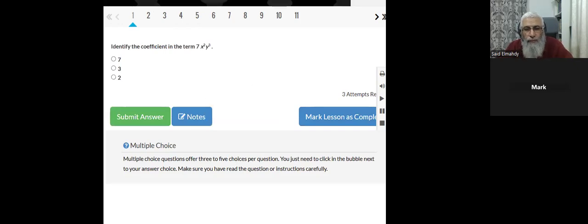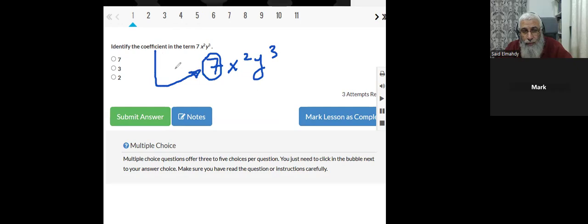This one? Identify the coefficient in the term 7x²y³. This is the coefficient, 7. Yes, it is.